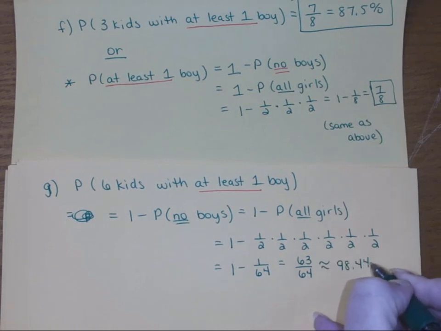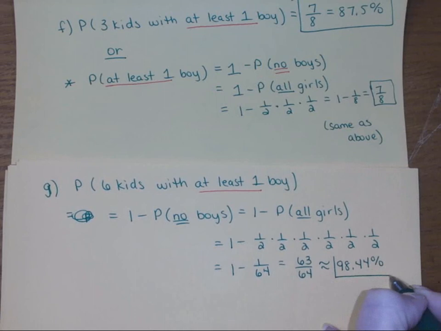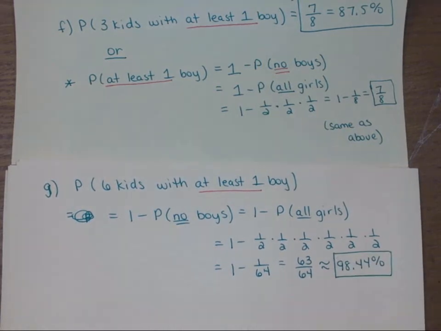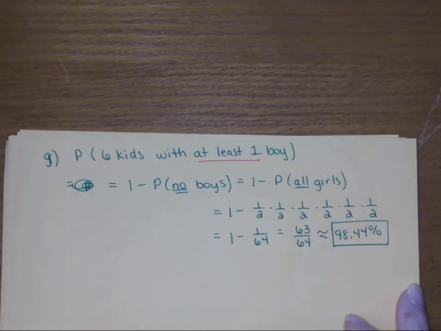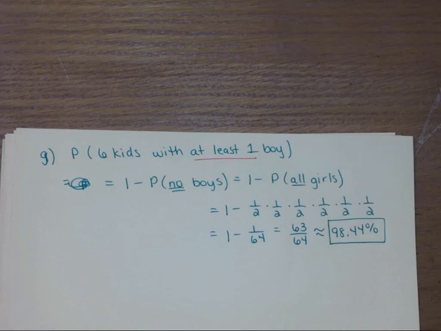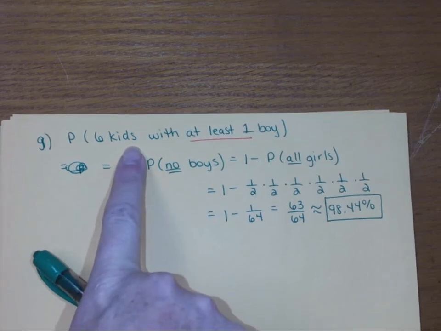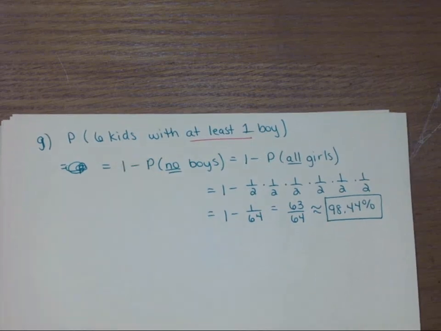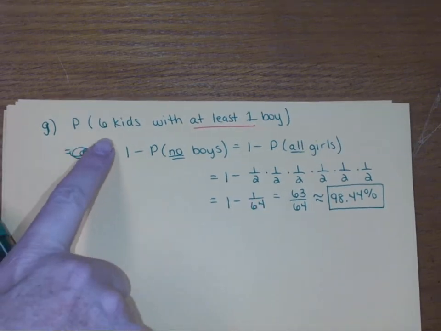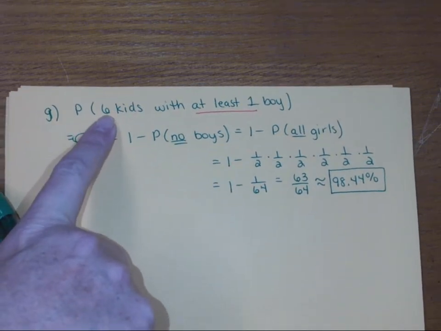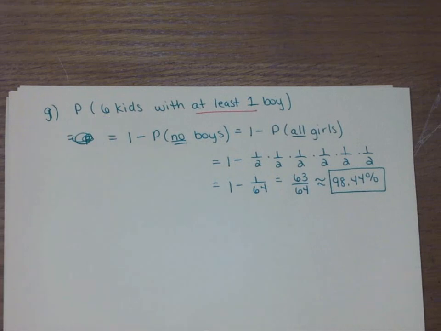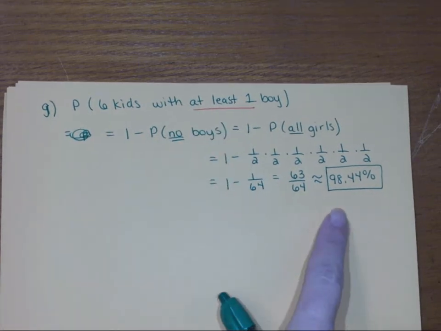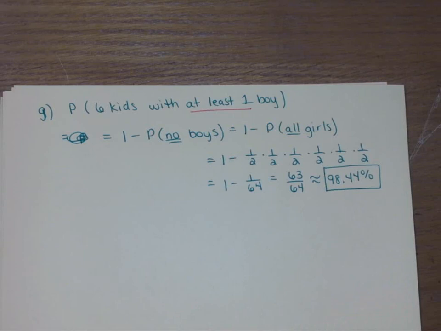Okay, so if you had 6 kids, the probability that you would have at least 1 boy would be pretty high, right? It'd be 98.44%. Notice that's a different question, though, than if I said, if they already had 5 boys, what's the probability that the 6th one is a boy? That would still be 1 out of 2. So we're just talking about from the get-go, what's the probability that you have 6 kids and at least 1 is a boy. The probability would be 98.44%.